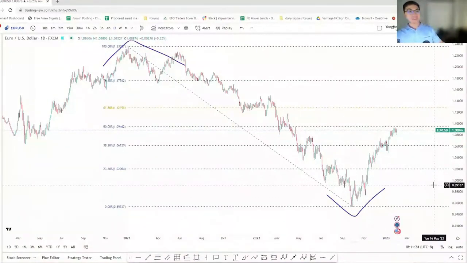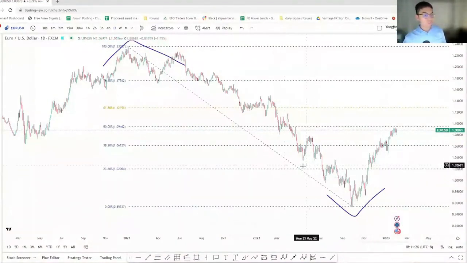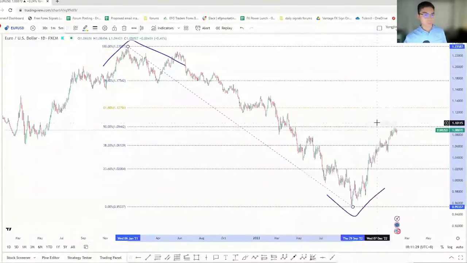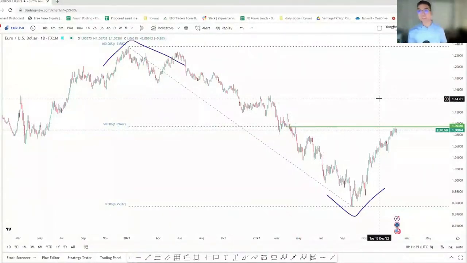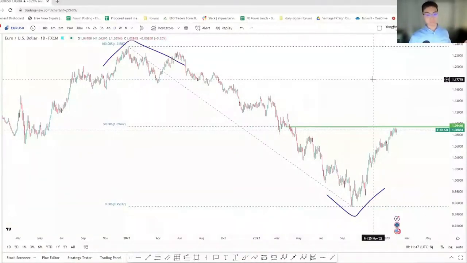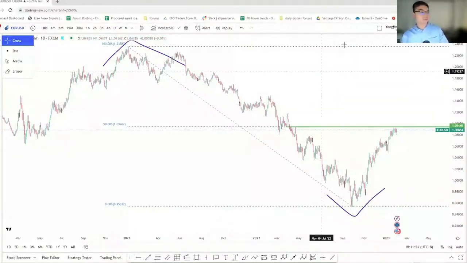Clearly, price is currently trying to reach towards the 50% Fibonacci retracement line. So right here at the 50%, we can possibly see, for example, Euro Dollar likely heading towards the 1.09440 level, which is also the Fibonacci 50% retracement. Okay, let's move down from the daily towards the 4 hour chart to draw another one.